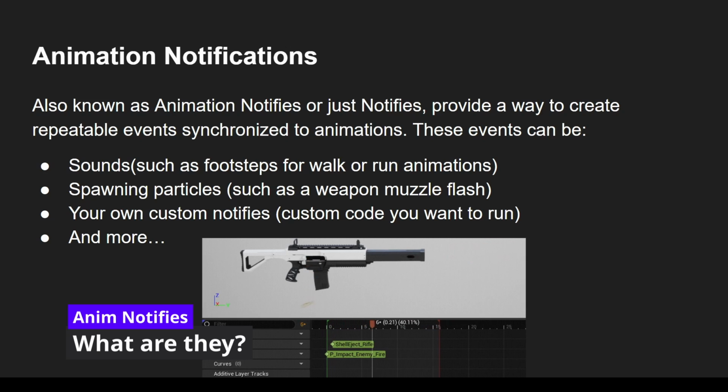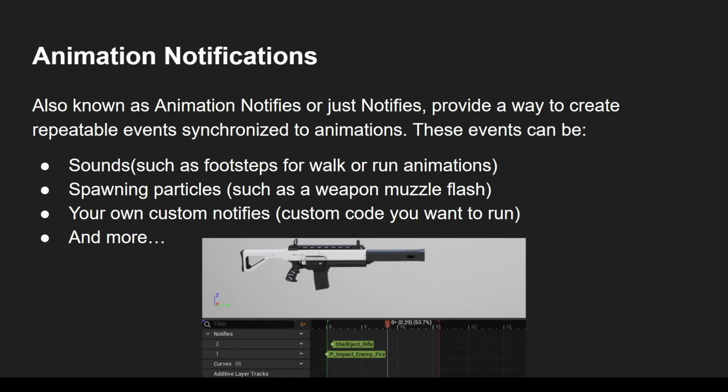Animation notifications, also known as animation notifies or just notifies, provide a way to create repeatable events synchronized to animations. These events can be sounds, such as footsteps for walk or run animations, spawning particle effects, such as a weapon muzzle flash like we can see in the example, your own custom notifies, that means custom code you want to run at certain point in the animation, and more. In this video, we're going to be learning about these three types of notifies.